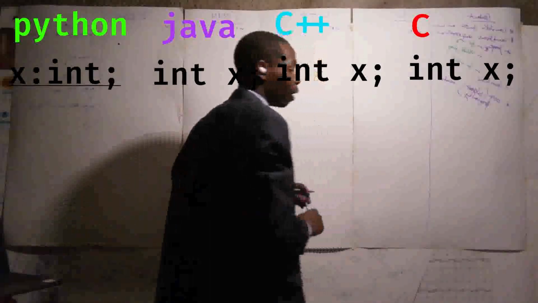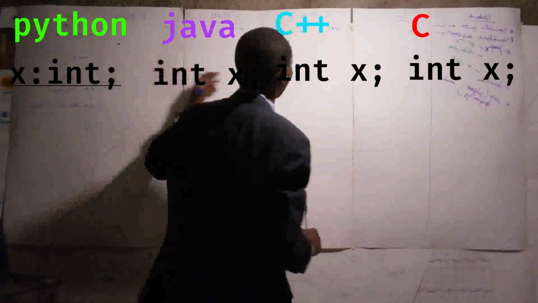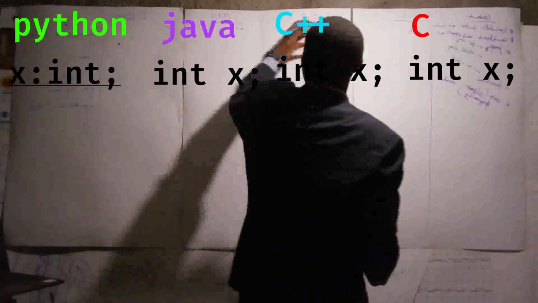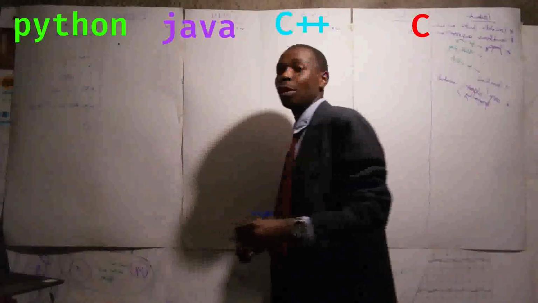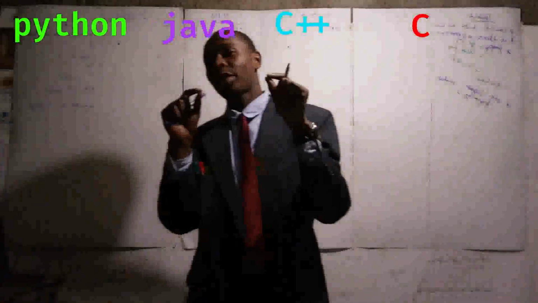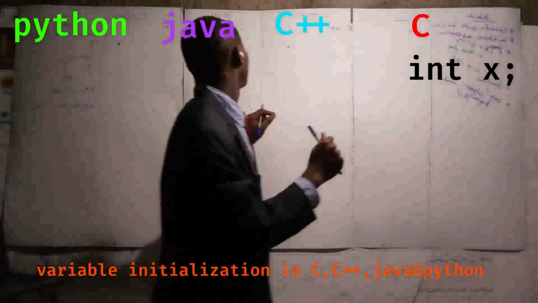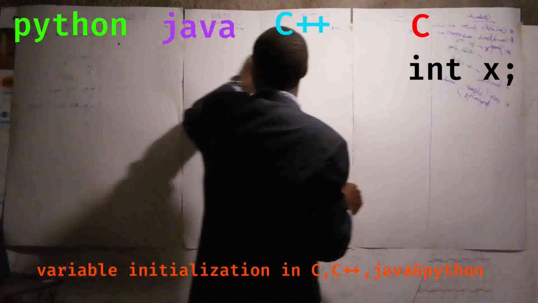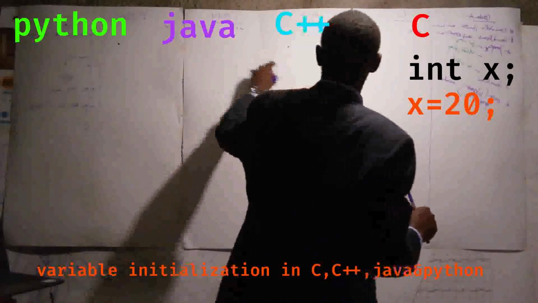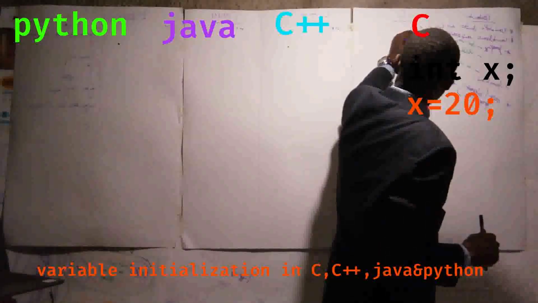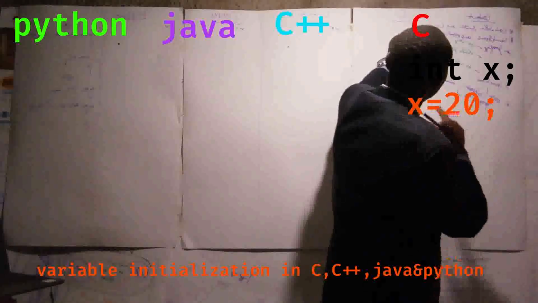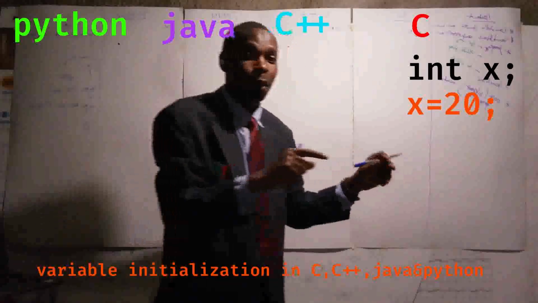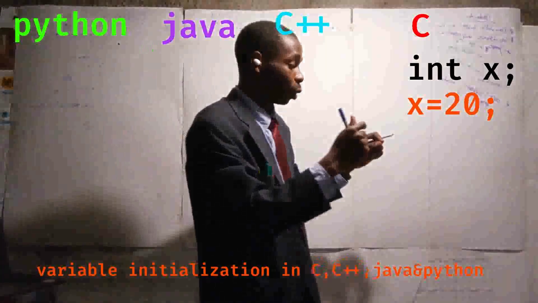Yeah, this is the process of variable declaring in C++, Java, and Python. So after you know this, again, variable initializing in C++, Java, and Python. Suppose we declare the variable x in all these four languages. Then, for initializing the variable, write x equal to, suppose, 20.